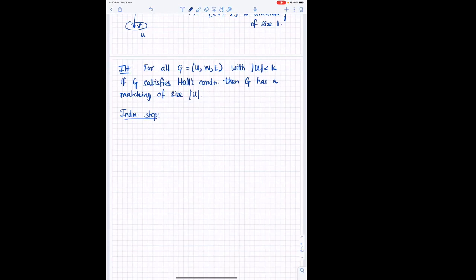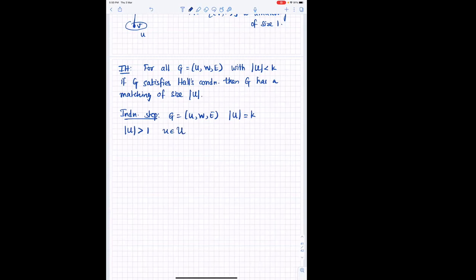So now for the inductive step, what we have is a bipartite graph G. And what is the cardinality of U? K. Okay. So one thing we know is that the cardinality of U is greater than 1. Right? Because for |U| equal to 1, we have taken care of that. So we can assume that U is greater than 1. So it has two vertices. Definitely it has one vertex. So let's call this vertex.